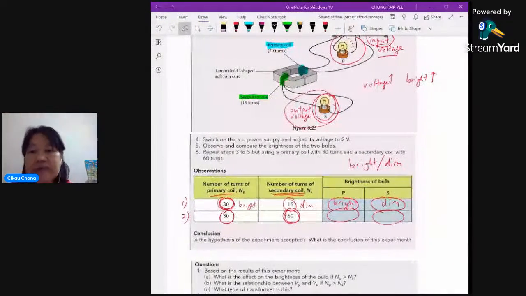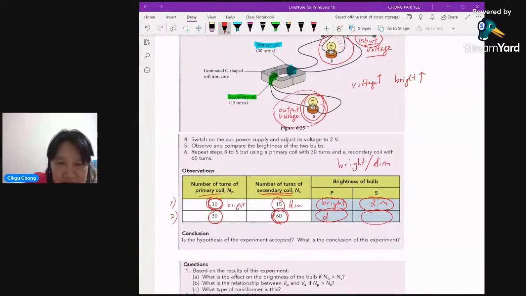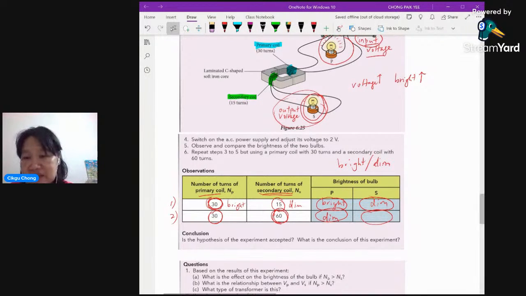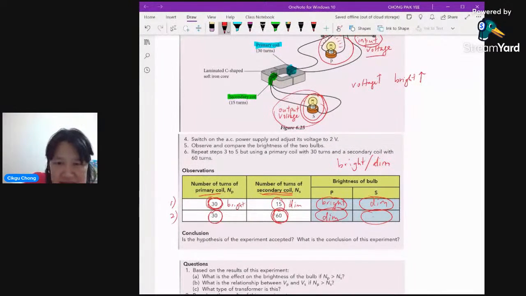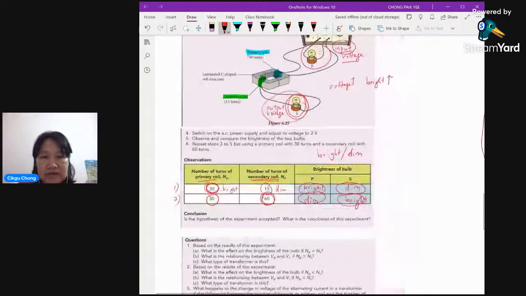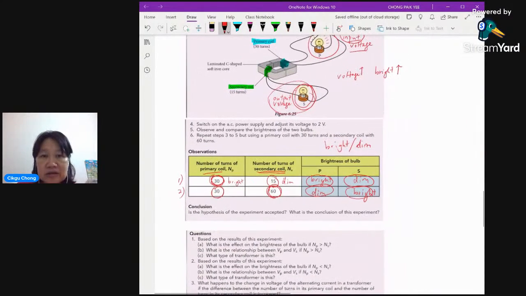Okay, P is dim. Yes, P is dim, correct. P is dim because 30 is less. What about 60 then? 60 is your S there. So your S is brighter. Okay, so you see the comparing there. All right, now you think it out first.